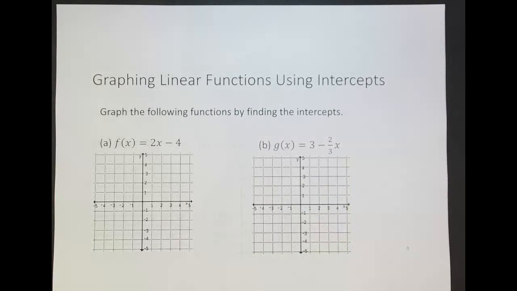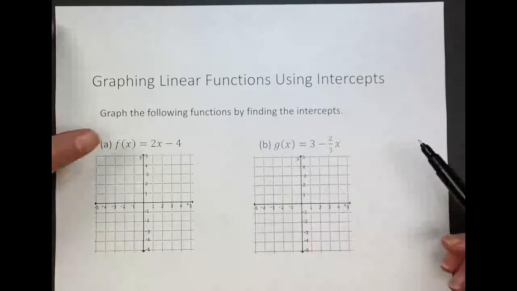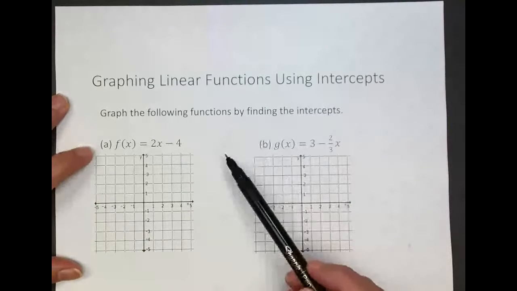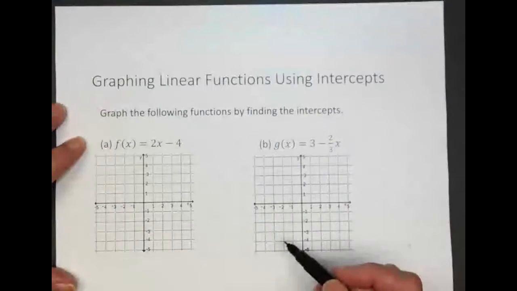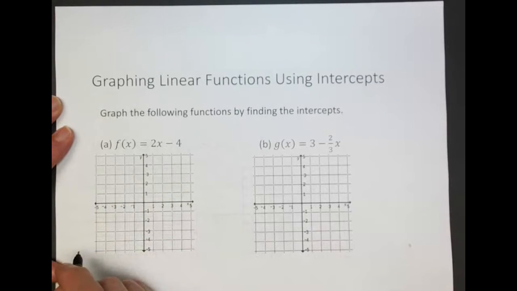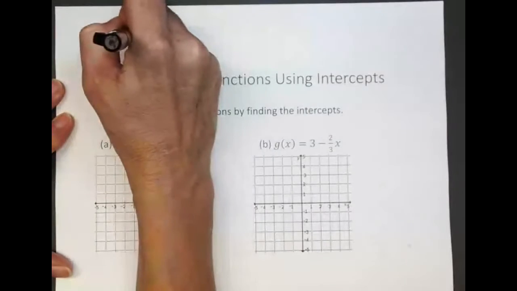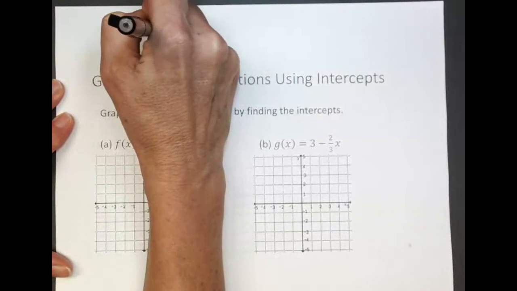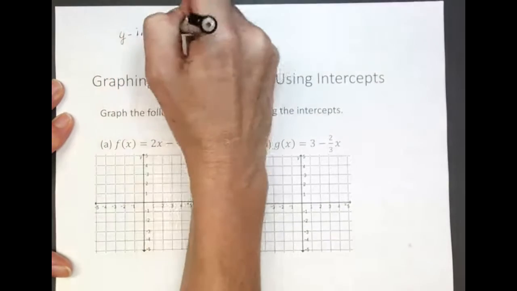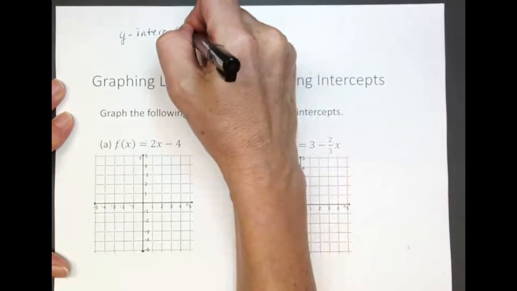So one way to graph linear functions is by finding the intercepts, plotting those points, and then just connecting them. So in these examples here, let's see if we can graph the function using its intercepts. In order to do that, we'll need to find them first. To find the y-intercept, you want to let x equal 0 and solve for y.